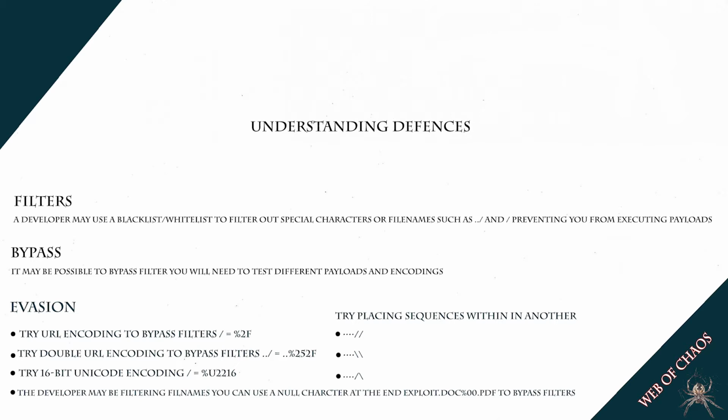Evasion: try URL encoding to bypass filters. Try double URL encoding. Try 16-bit Unicode encoding, and I'll put the equivalent next to the examples. The developer may be filtering file names. You can use a null character at the end of the extension, for example, %00.pdf to bypass file name filters.